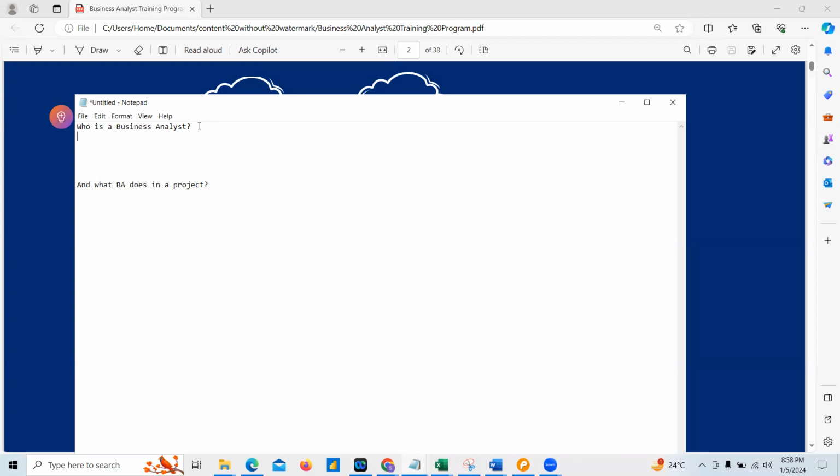So, in one line or in a layman's explanation, can we say a BA is a liaison between the client and the technical team? You know what a liaison is, right? Bridging the gap, right?